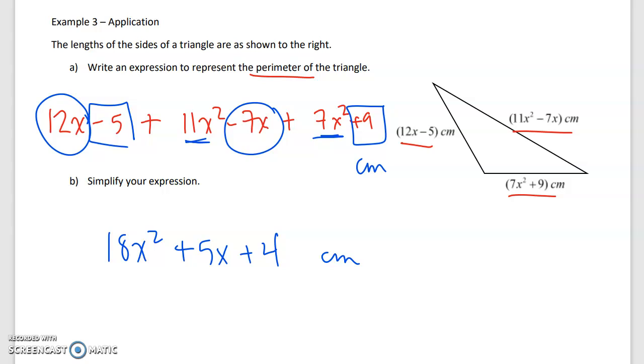So there we have it. Those are some problems with adding and subtracting polynomials, and just taking a look at a quick application of this.